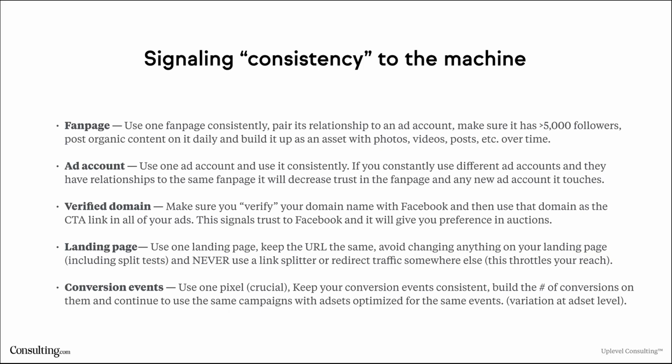To get an edge with your ads, play to the algorithm's consistency bias by signaling the right things. So how do we signal consistency to the machine? Your fan page: use one fan page consistently. Don't use all these different things all the time. Don't look like a spastic. Just use the same one consistently. Then pair its relationship to an ad account. Use one ad account and one fan page together because that's what normal looks like to the algorithm and it likes it. Make sure your fan page has more than 5,000 followers. If it doesn't, run a likes campaign to get more than 5,000. It has some sort of trust threshold at 5,000 followers, so if you don't have that, get that.